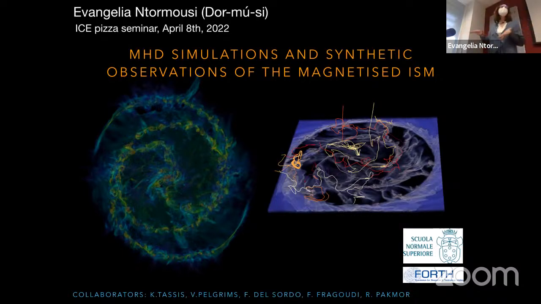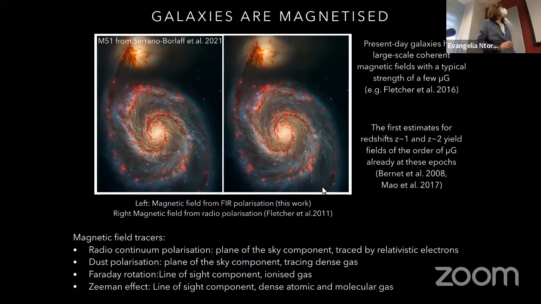So I hope I get to explain everything properly of the magnetized ISM, the series of simulations of isolated galaxies that I started in 2017 when I was still in Crete, and I still do right now at the Scuola Normale. This is my list of collaborators. This is mainly work I have done with Costadino Stasis and Vincent Pellegrin in Crete. So let's see, how does that move forward? Okay, like this. This is my typical introduction slide.